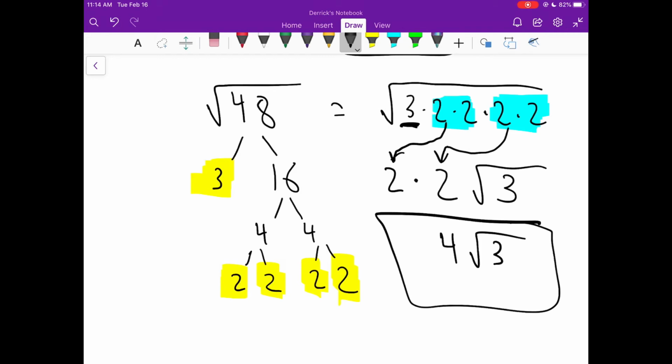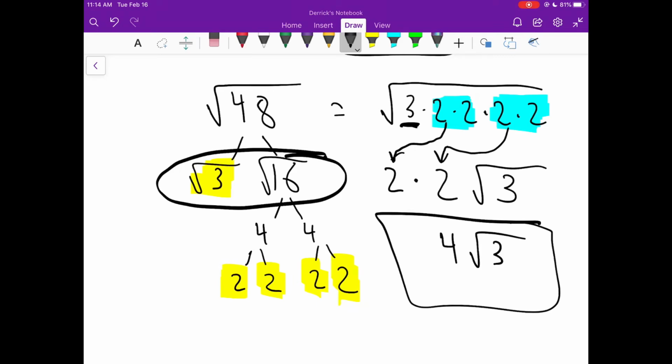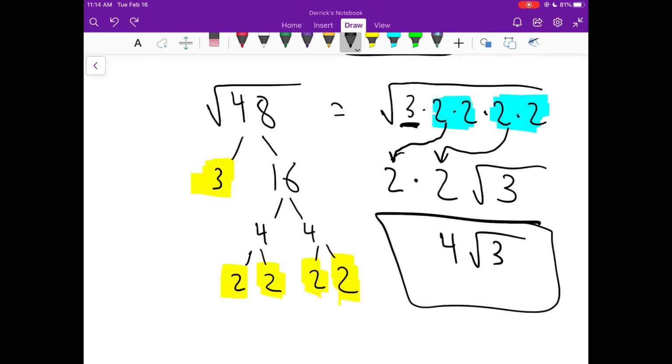Now the reason why I like to teach simplifying radicals this way, as opposed to just using the square roots, because certainly notice, we did break it down into 3 and 16. We could have immediately just done the square root of 16 to give us 4, and we would have just had 4 square root of 3 left immediately, right? We could have done that right from the beginning.